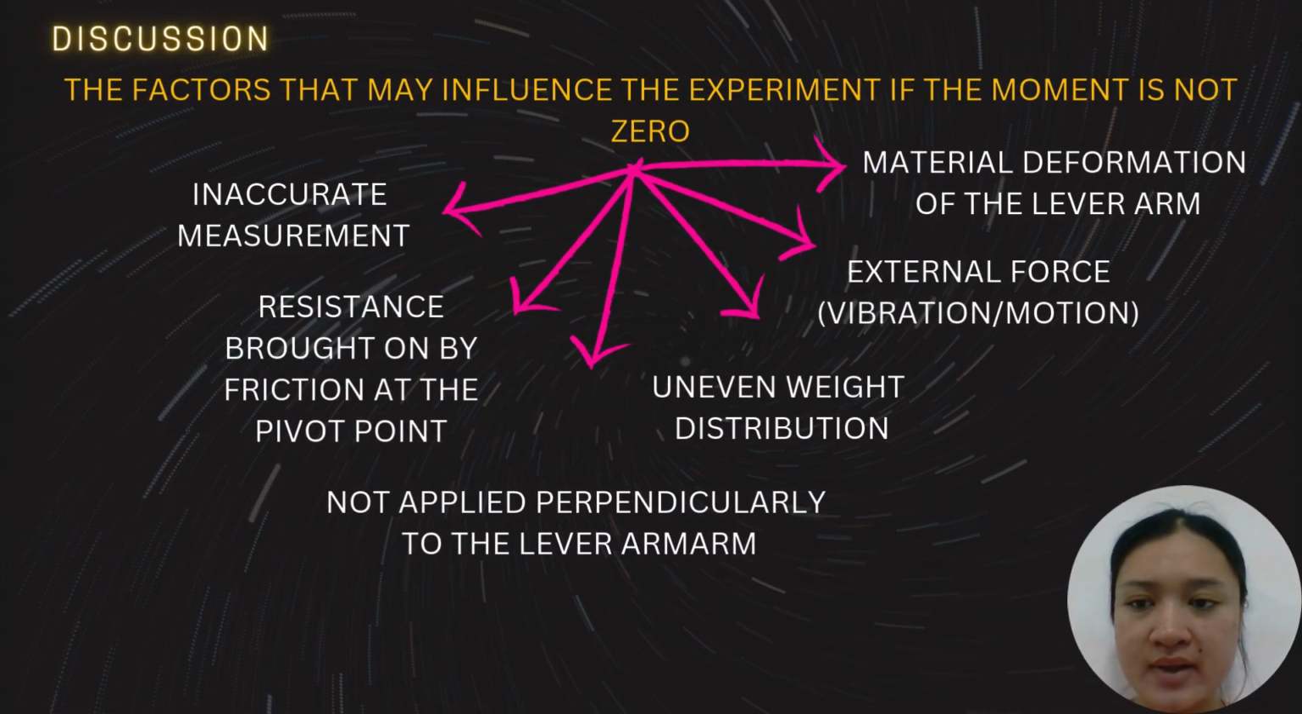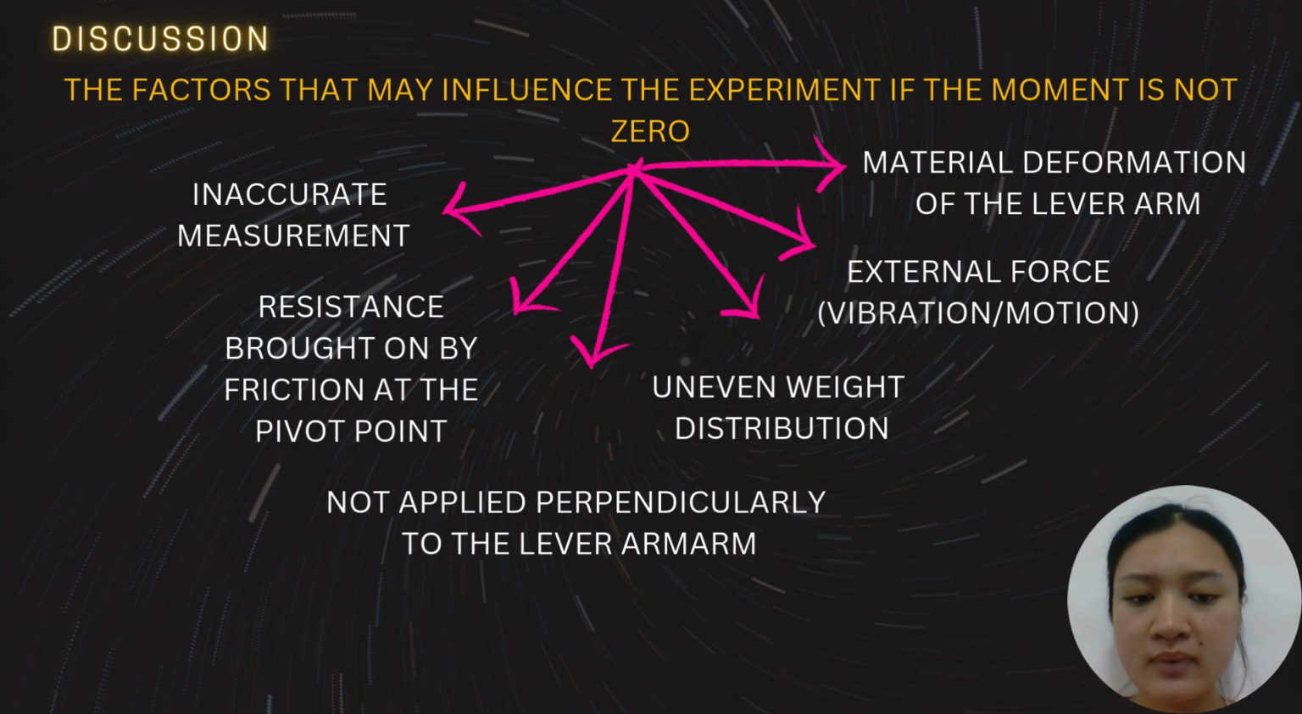Next, we're going to discuss the factors that may influence the experiment if the moment is not zero. If the moment is not zero, a variety of factors could influence the experiment and result in variations. Inaccurate measurements used to compute forces or distances are one of the primary causes of errors. Resistance brought on by friction at the pivot point may throw off the balance of moment.